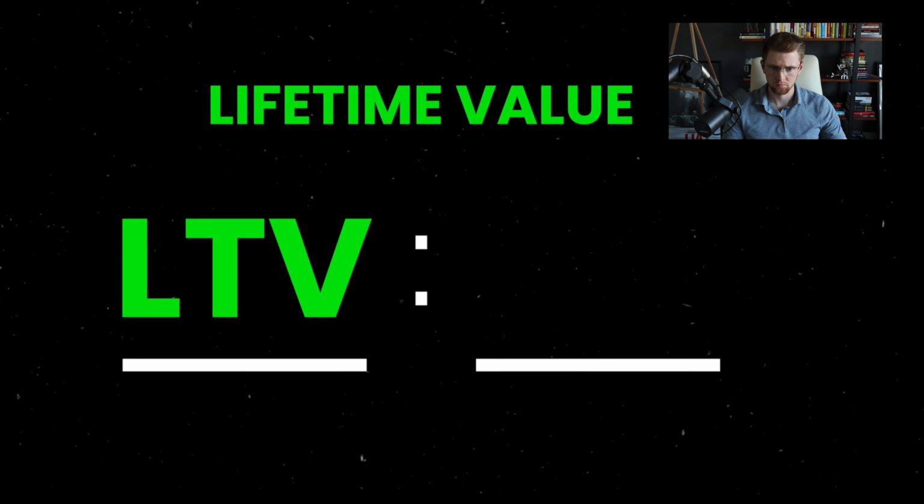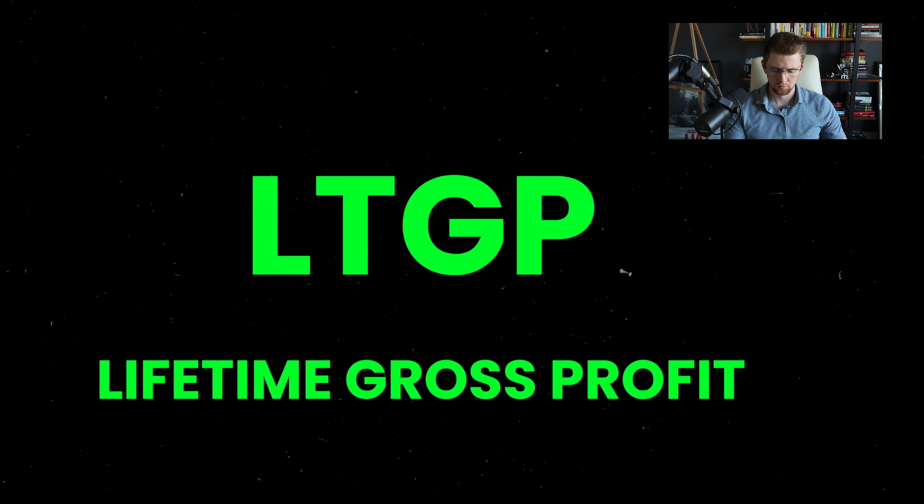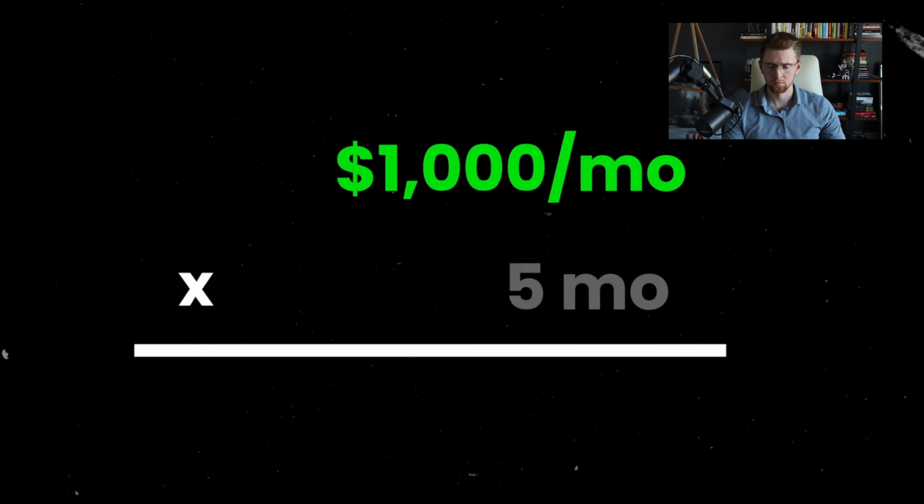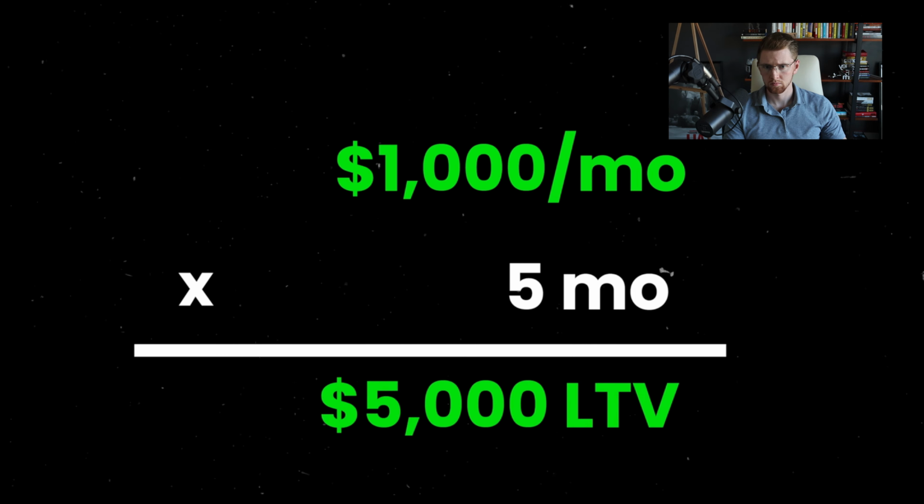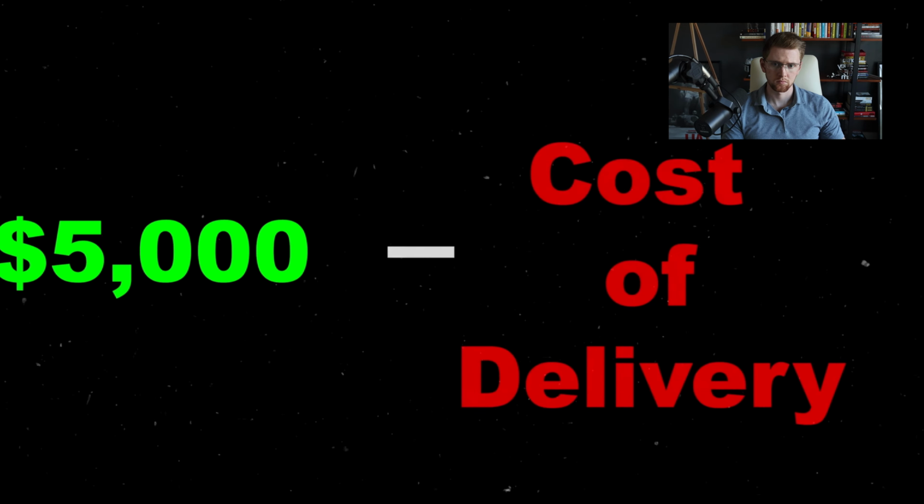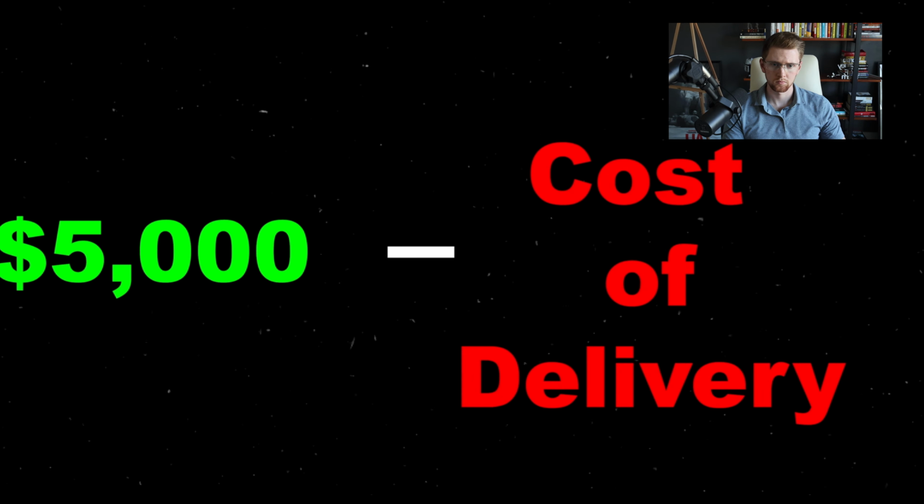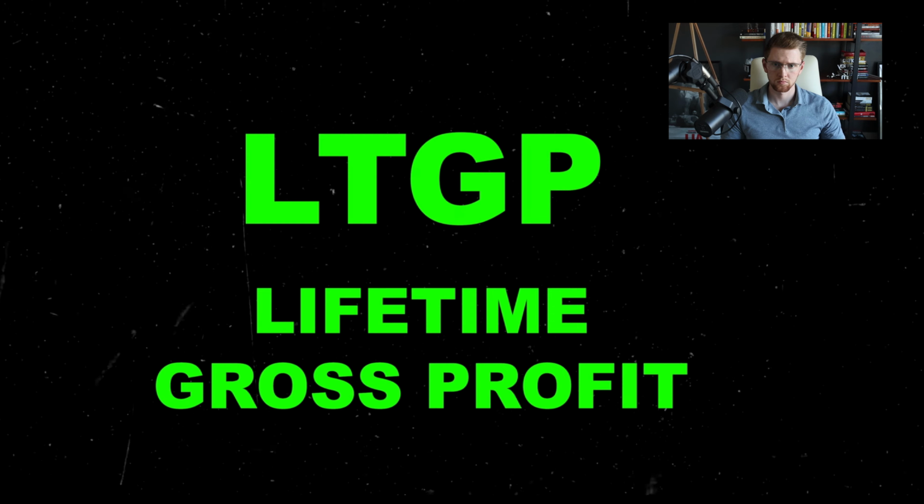The first number of this ratio is LTV, so lifetime value. Now, in common speak, people say lifetime value, but what they really mean is lifetime gross profit. And so let me explain the difference. Most people say lifetime value and they think, okay, well, somebody pays me $1,000 a month for 5 months. That means their lifetime value is $5,000. No, that's not the lifetime value. You have to take out the cost of delivering on whatever service or good you have, and then you have the lifetime gross profit, because that is the profit that you'll be able to reinvest in growing the business or that you'll be able to take out as a business owner.